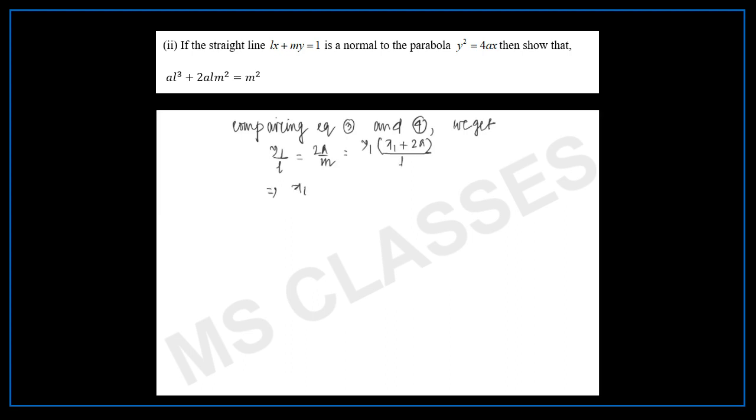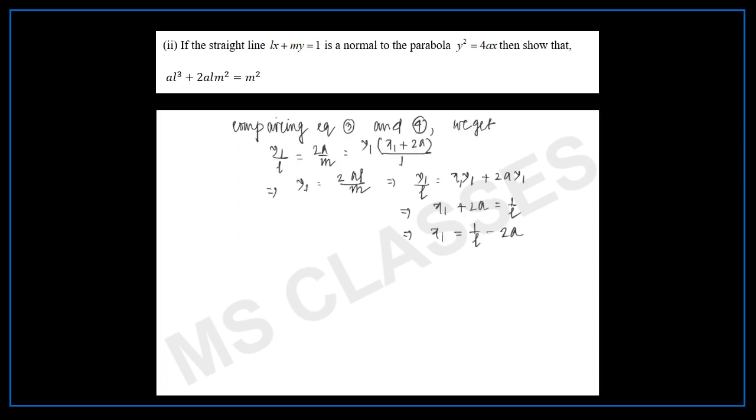So from this we can get y1 equal to 2aL by m. Now this gives y1 by L equal to y1 into x1 plus 2a. And from this we can say x1 plus 2a equal to 1 by L. And from this x1 equal to 1 by L minus 2a.